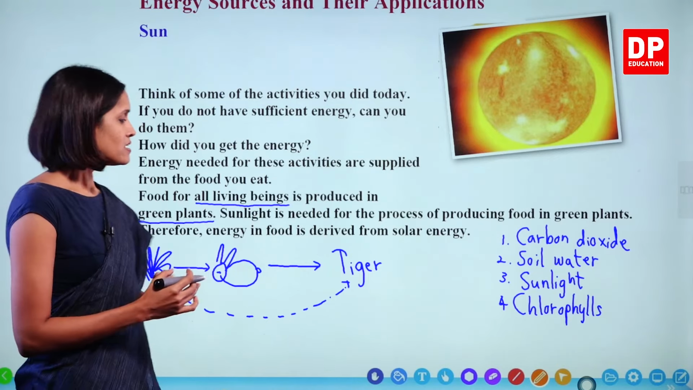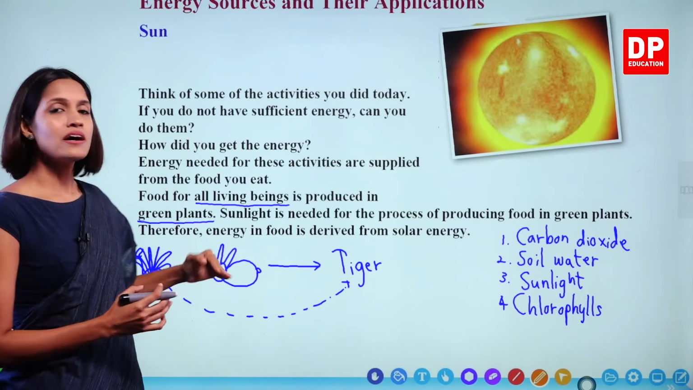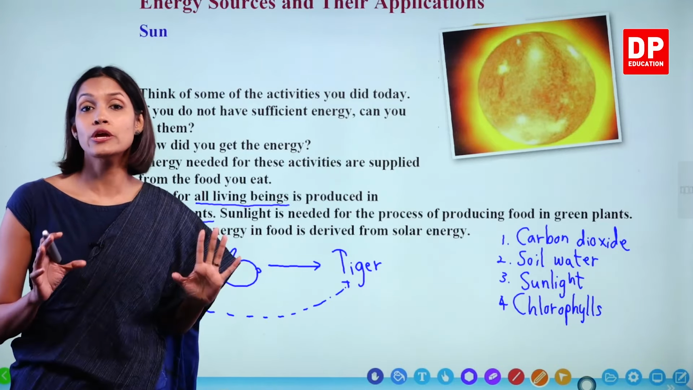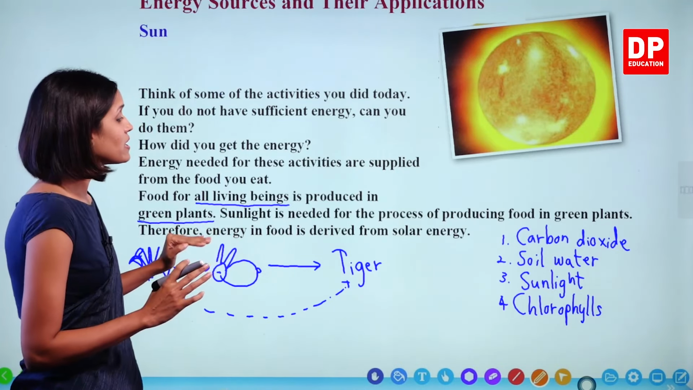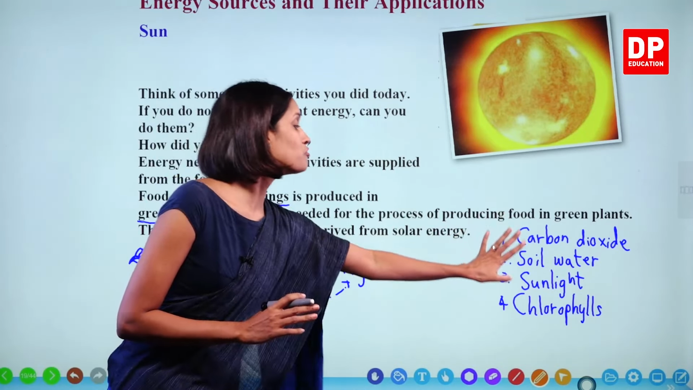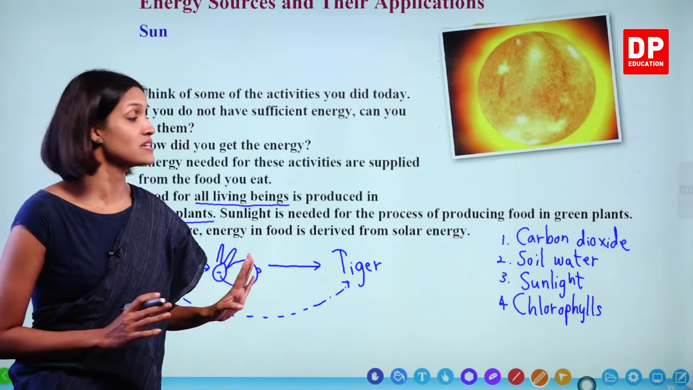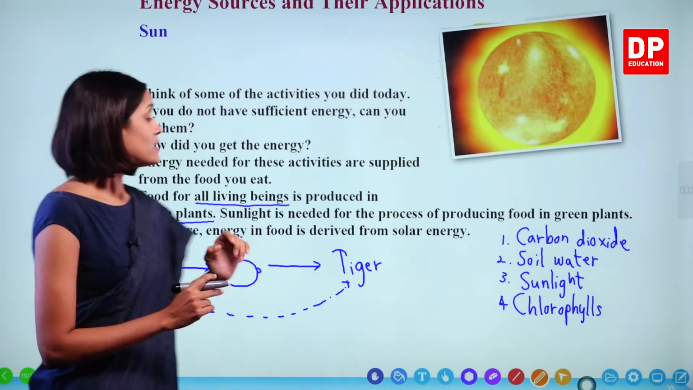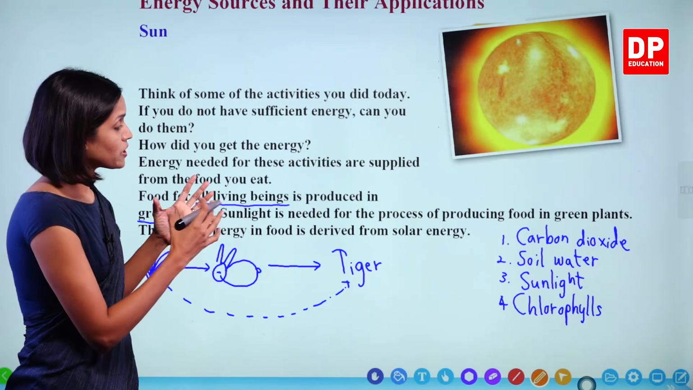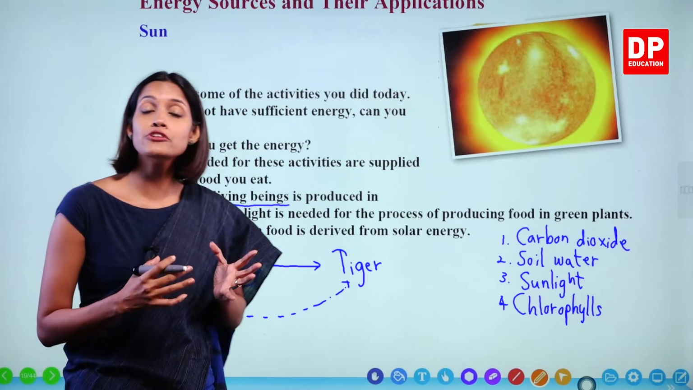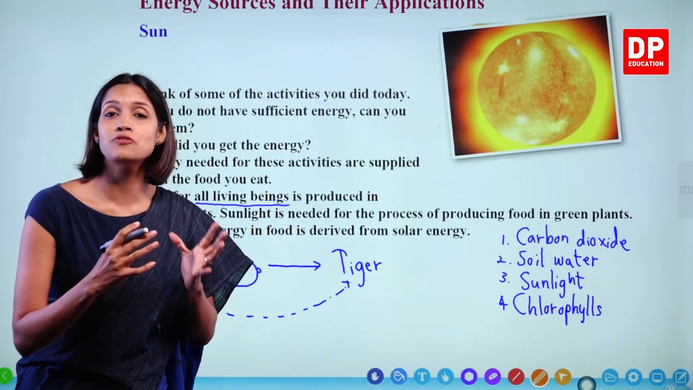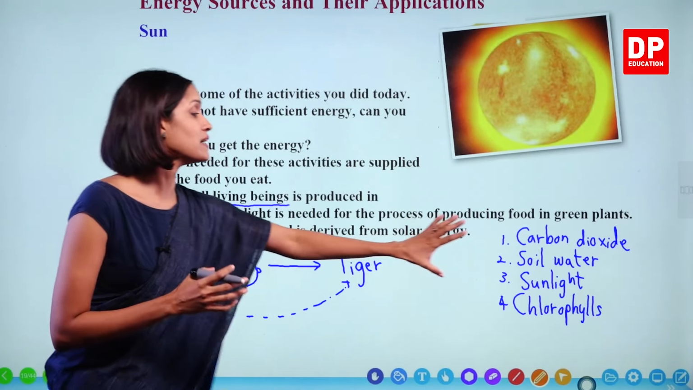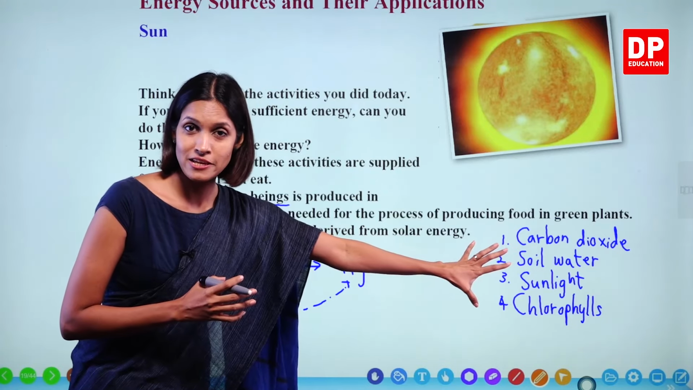Okay, children. So now when it comes to green plants, how do these green plants produce their energy? By doing photosynthesis. I explained to you that there are 4 factors affecting photosynthesis. One of these factors is sunlight, right? In order to carry out this photosynthesis, a certain amount of energy is necessary. That energy is given by the sun or sunlight.